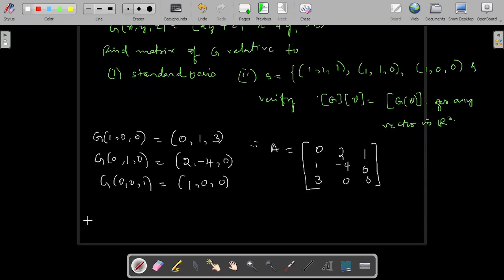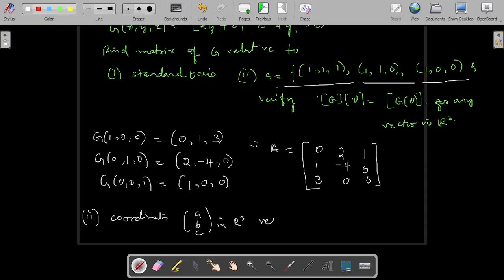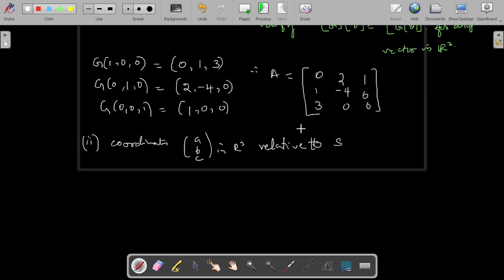Next, you have to find the matrix of this transformation with respect to this basis. This is other than the standard basis. So whenever any basis other than the standard basis is given, first you have to find the coordinates of any vector (a, b, c) in R cube relative to the basis, because the same vector is called in some other way with respect to this basis. Let us find out what it is.